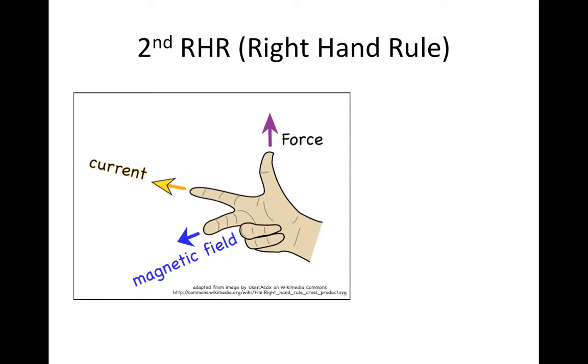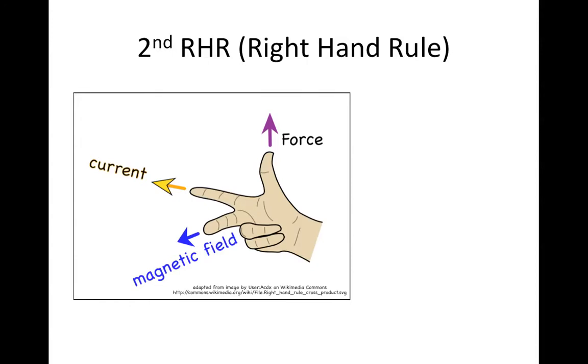Okay, and so all of this is really controlled by your second right-hand rule. Your second right-hand rule is you put out all three fingers, kind of making like a corner of a box, where each of them are pointed in a different direction. Your thumb is the force, your pointer finger is the current, and magnetic field is your middle finger.